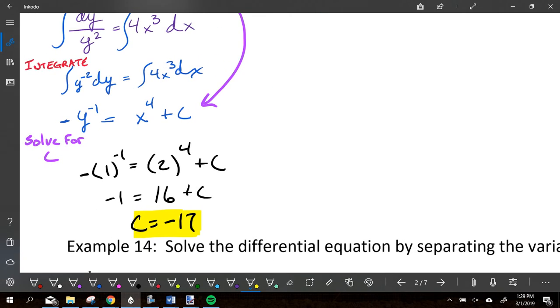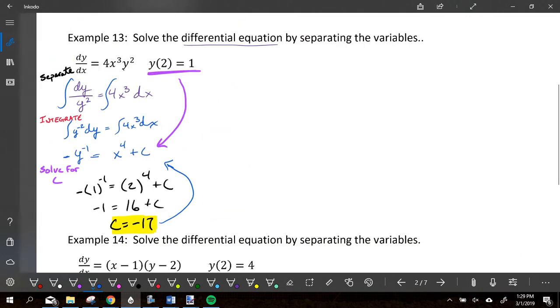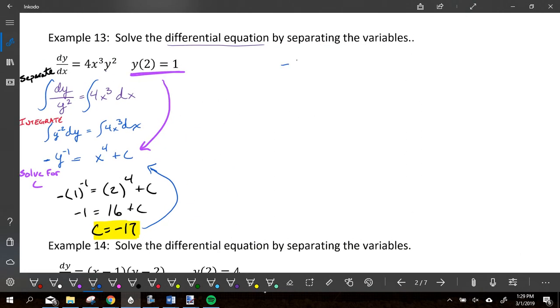I separated. I integrated. I solved for c. What do you think I'm going to do next? Once I've solved for c, I'm going to take that number and plug it back in for c. So I'm going to rewrite this over here. Negative y to the negative 1 power is equal to x to the 4th minus 17. That scores me a point on the AP exam. I've gotten 4 points already, depending on the problem. Sometimes it's only 3 at this point, but it could be worth 4 for plugging that in. That's super easy. I plugged in a number, and I just stole a point from the last one.